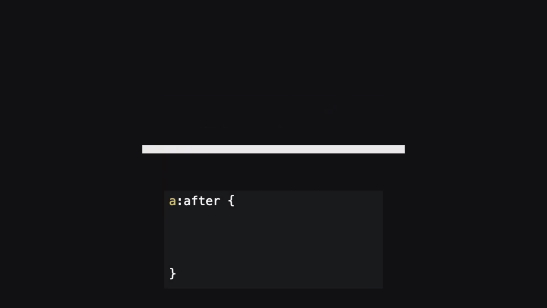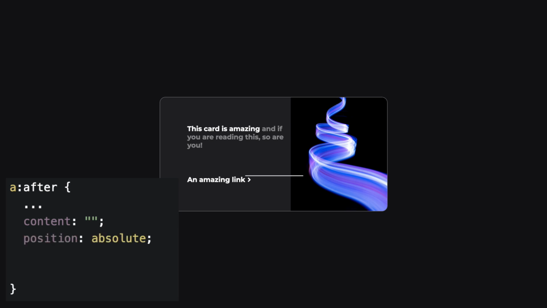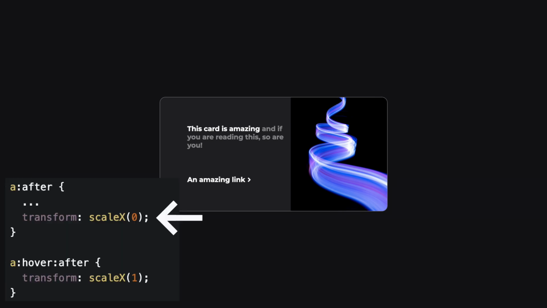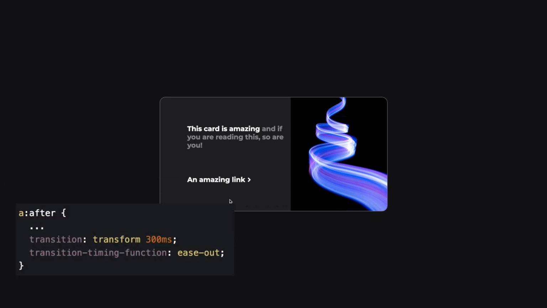We can think of it as a line, and to create a line we need to have a width, a height and a background color. Since we are using the after class, we need a content property as well. I think it's just easiest if we make it absolutely positioned and push it below the link. Scale it to 0 and on hover scale it to 1. Give it an ease out timing as well.